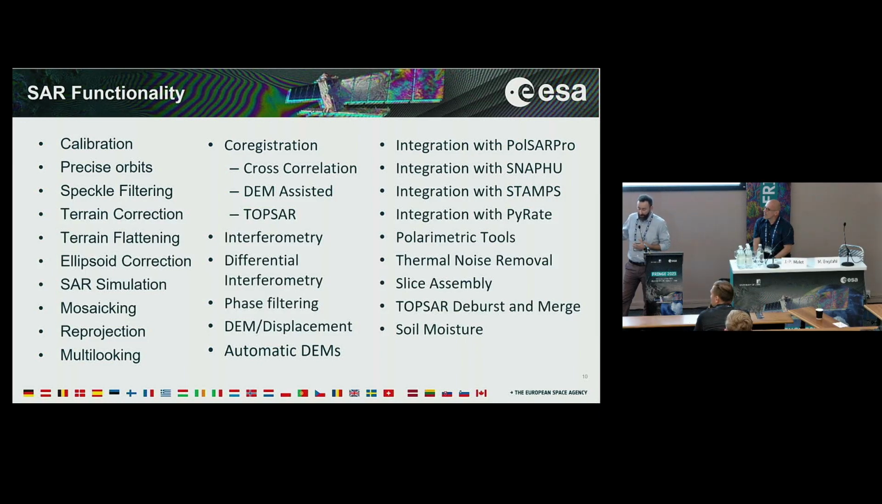Then there is this integration with StaMPS and PS-RATE, which means that you can prepare the interferograms for time series analysis. And this is what we are doing on JEP. In fact, we are preparing all the processing, the interferograms. We are exporting them in a StaMPS-specific format, and then we are using them for post-processing.